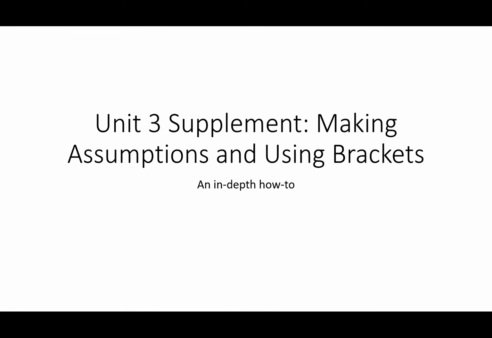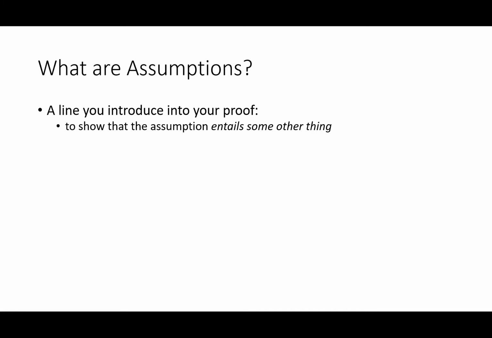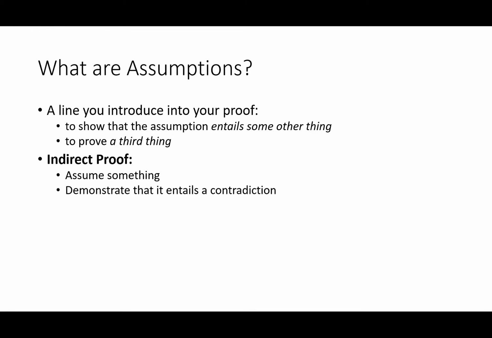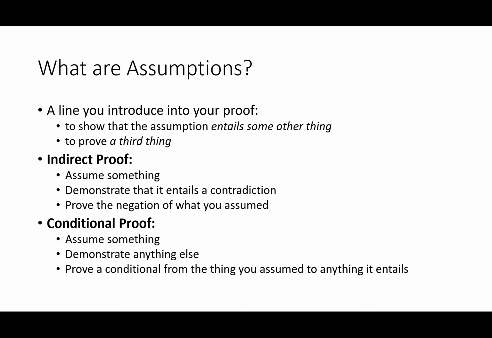Unit 3 Supplement, Making Assumptions and Using Brackets, an in-depth how-to. What are assumptions? They are lines you introduce into your proof to show that the assumption entails some other thing, to prove a third thing. There's two kinds: indirect proof, in which you assume something, demonstrate that it entails a contradiction, and prove the negation of what you assumed. And conditional proof, in which you assume something, demonstrate literally anything else, and prove a conditional from the thing you assumed to anything it entails.